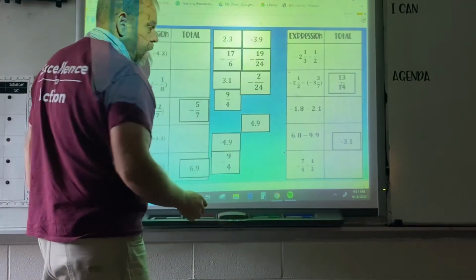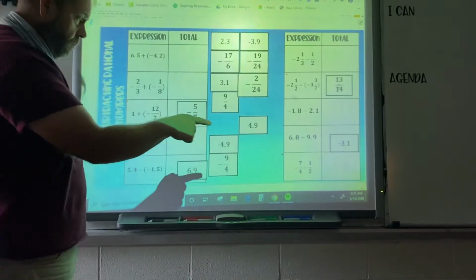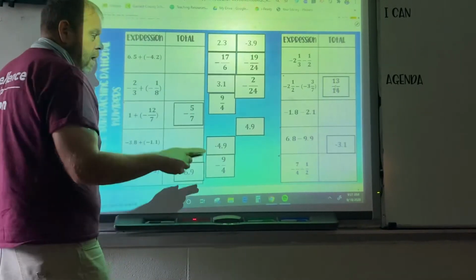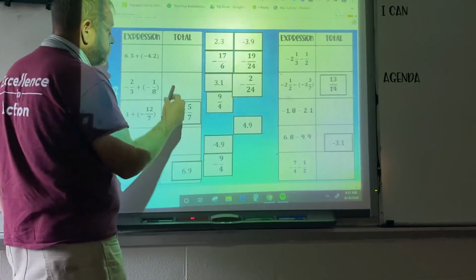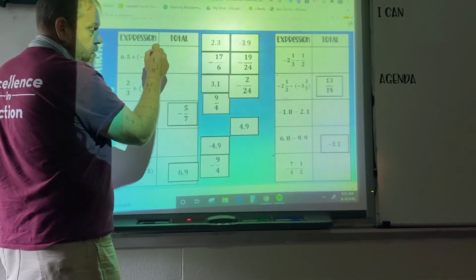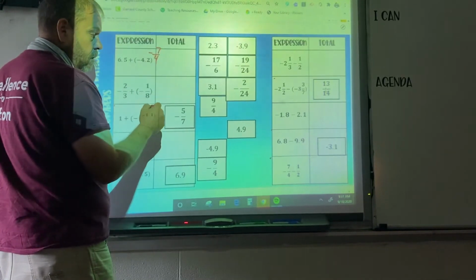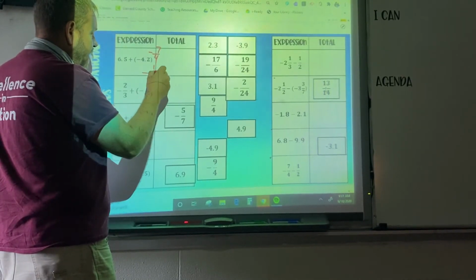All right, last one I'm going to show you is this one. And I'm going to work it up here because I don't want to get down on my knees over there. I'm old and I might not get back up.